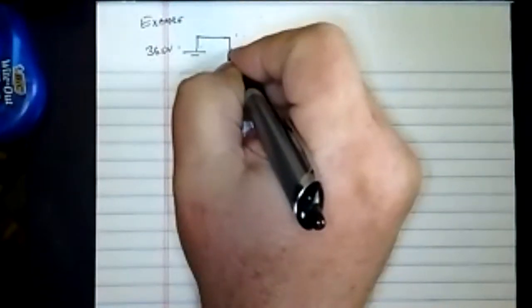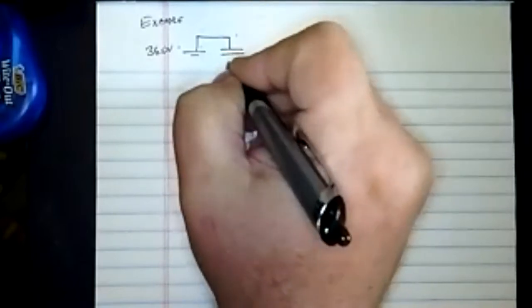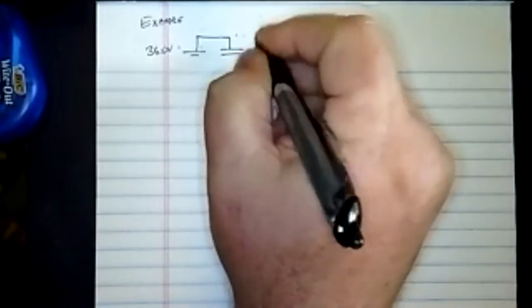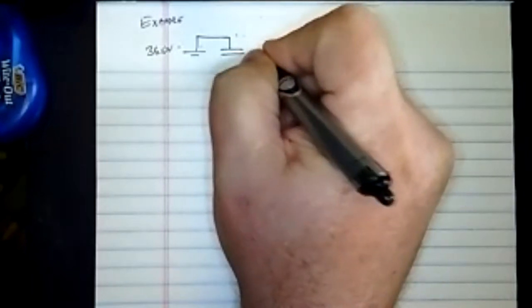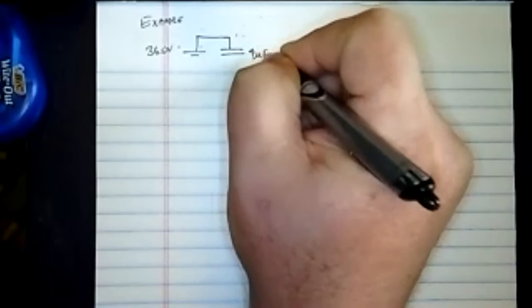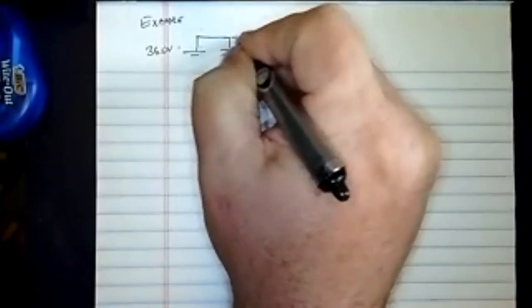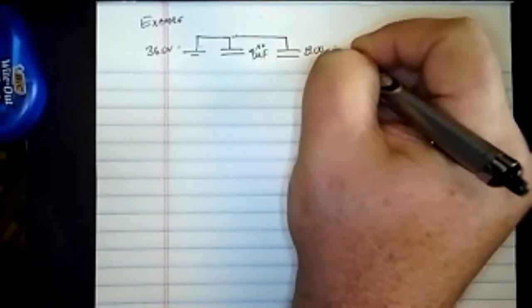All right, so let's look at another example. This is another example, sort of like one in your book. What I'm going to do is take and connect a battery. Let's say a 36.0 volt battery, and I'm going to connect that to a capacitor. And now I'm going to say that capacitor has a capacitance of 4 microfarads, and I mean that is 4.00. And then this one over here is going to be 8.00 microfarads.